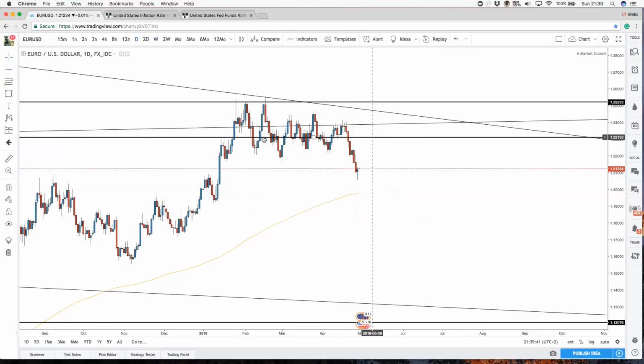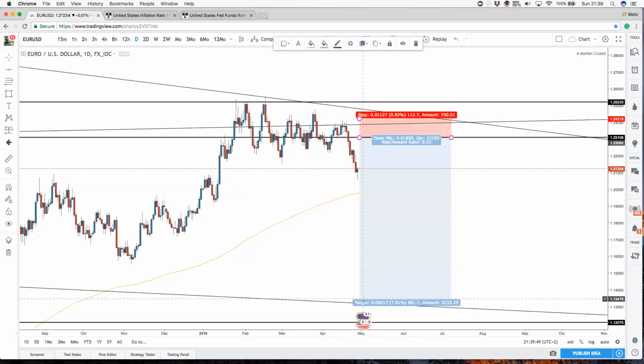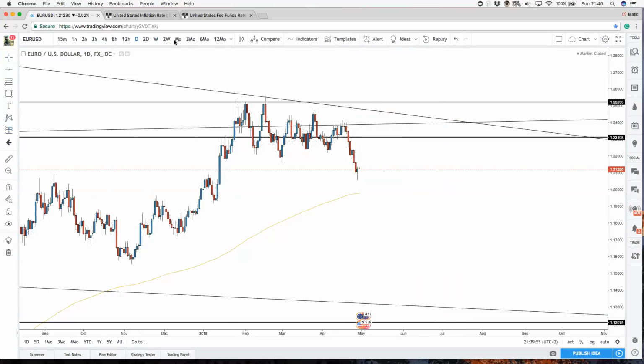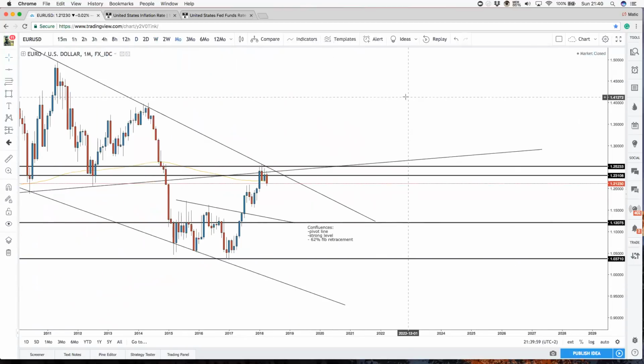If you're waiting for the pullback, I believe the entry would be here. Stops just above the highs and target down here. Yes, it's quite a huge trade. Let me explain again why I believe that the target is down there.